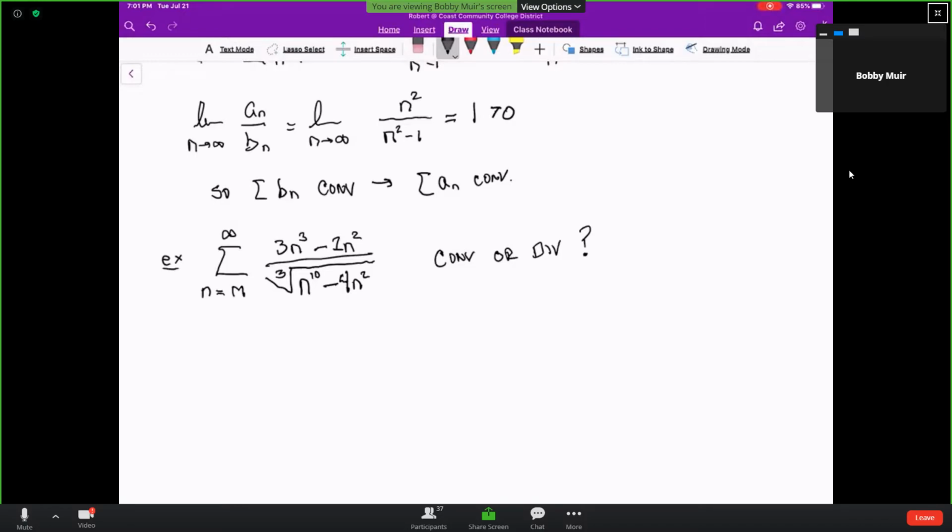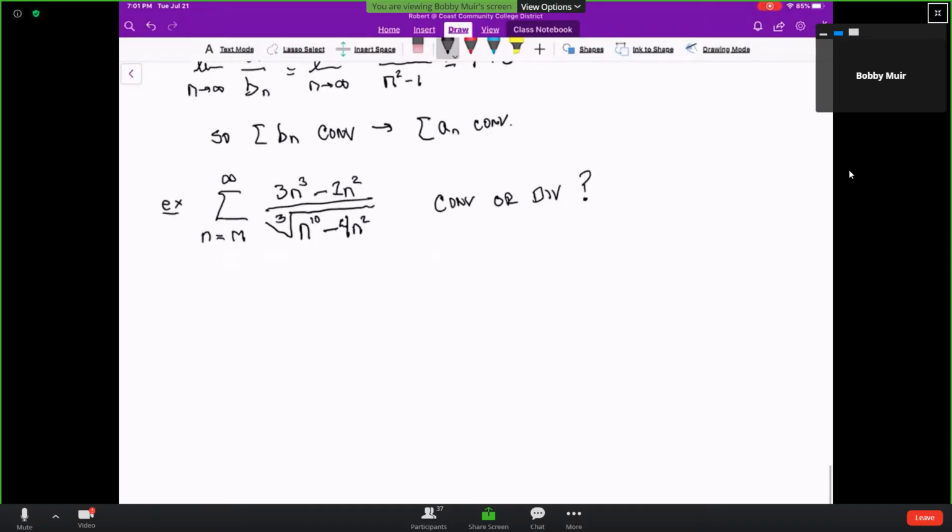One of the downsides of the comparison test is that it's the go-to thing. If anything else fails, you always go to the comparison test. There are going to be some that we'll have to really work hard with. But if you want to use these tests, you kind of have to have an idea ahead of time.